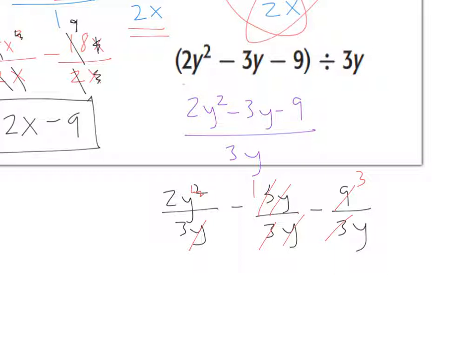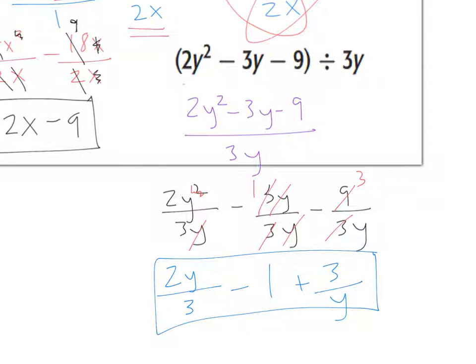So then my final answer would be 2y over 3 minus 1 plus 3 over y. And that would be my final answer.